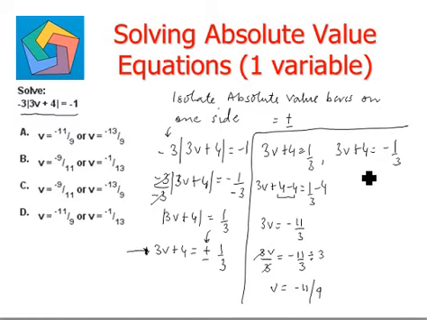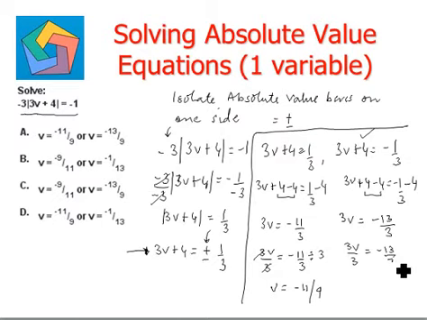Now we'll solve for this negative portion. 3v plus 4 minus 4 equals negative 1/3 minus 4. 4 minus 4 is 0. 3v equals negative 13/3. To find out the value of v, we divide by 3 on both sides. When we solve this, v equals negative 13/9.